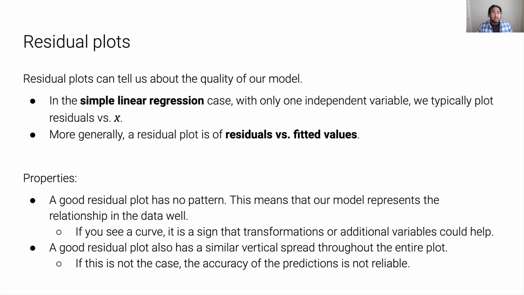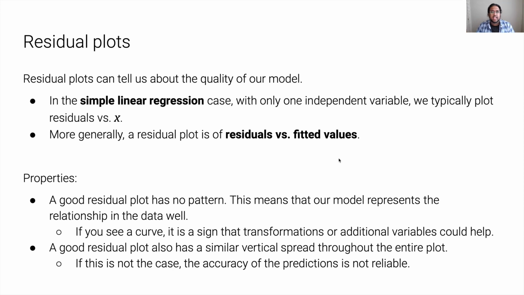Another property of good residual plots is that the vertical spread is roughly the same throughout the entirety of the plot. And again, we will look at an example of this momentarily. But if this is not the case, then the accuracy of our regression model is questionable. And we will take a look at why this is one of the assumptions of the regression model when we talk about the bias variance trade-off.